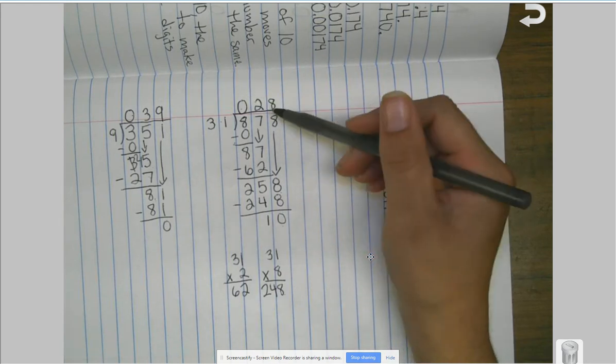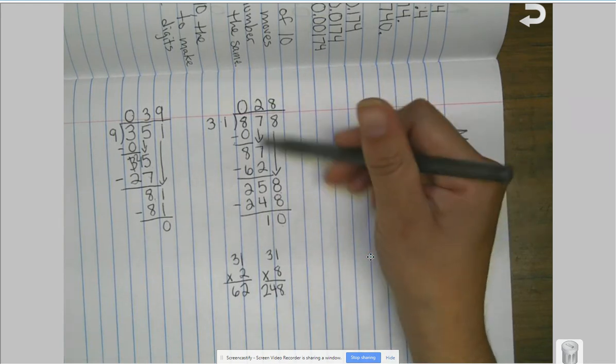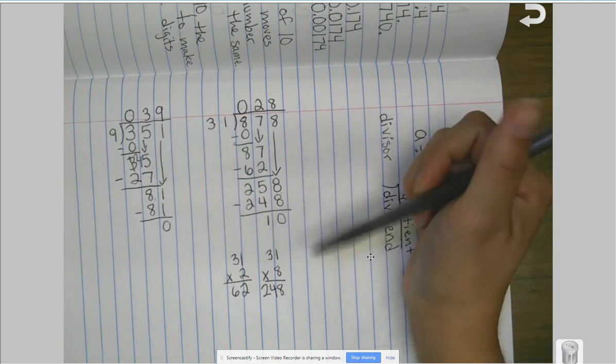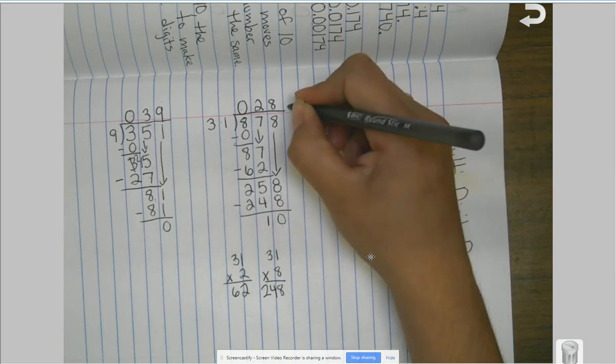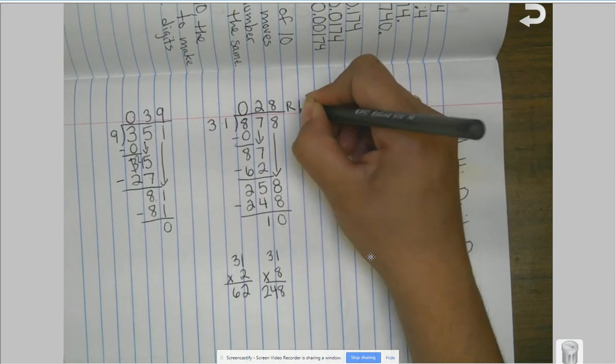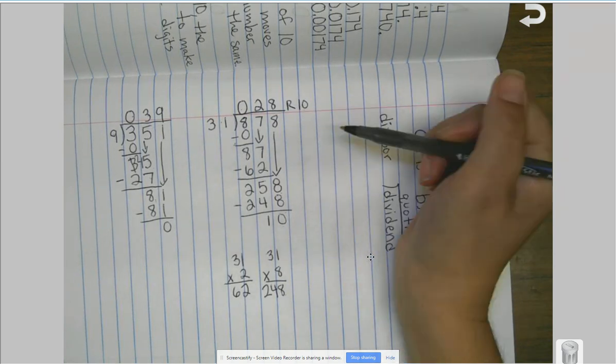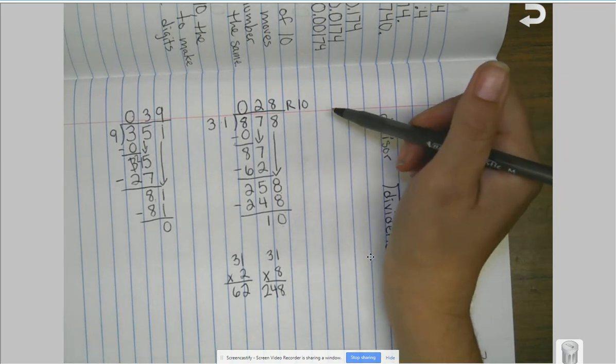Now, since I'm only after a remainder, I just go until I run out of digits here. And I've gone to my ones place. That means these guys cannot be put in any equal groups. So this is where we're going to have a remainder of 10. So it went in 28 equal times, and 10 units were left over.